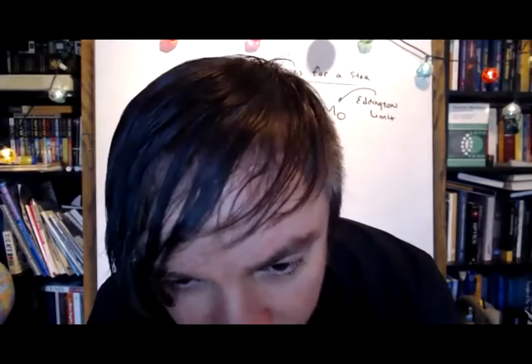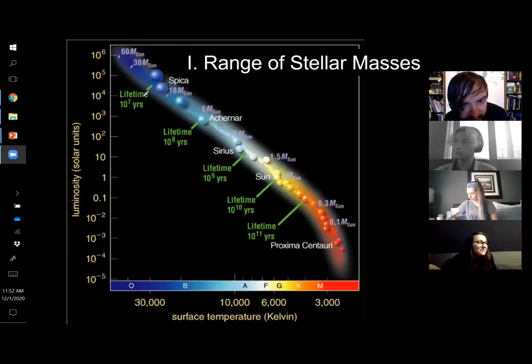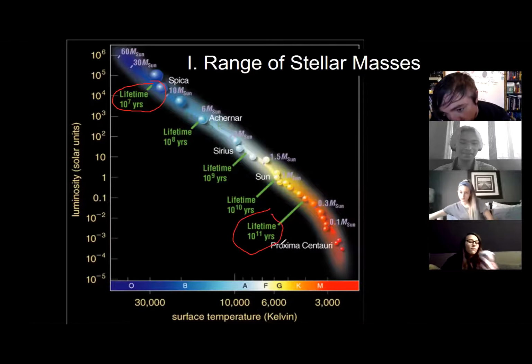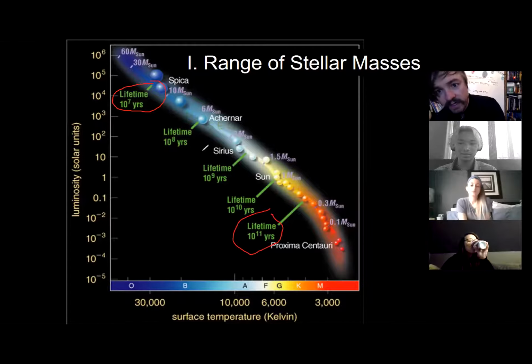For an astronomer, 10 million years is considered a short period of time if you study stars. This is a short lifespan. 100 billion years is considered a long lifespan. How many of you know how old the universe is? How long is the universe itself?